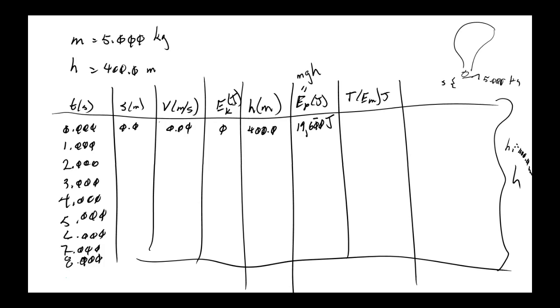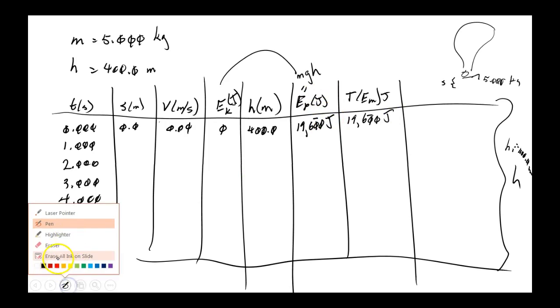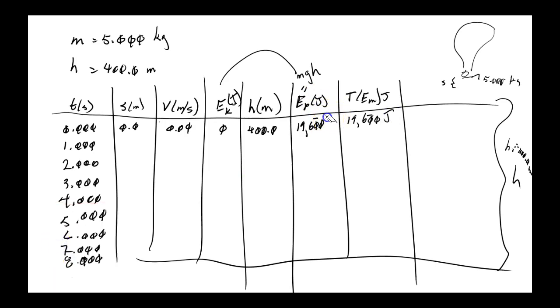What's your total energy, which is the sum of kinetic and potential? Kinetic was 0, potential is 19.6. So this is 19.6, and that's also joules. They're leaving the units off because they put the units at the top, so I'll do that too, just to keep from having to write something else. I have it at the top.